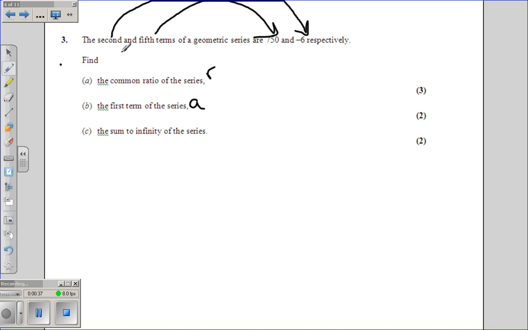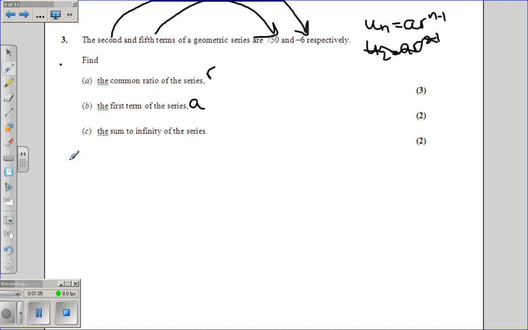It's telling us about terms here. It's not mentioning anything to do with sums. So we want to be using the term rule, which is U_n equals A R^(n-1). That is given in the formula book, and that just says to find the second term, say, you do A times R to the 2 minus 1. To find the fifth term, etc., etc. So that's easy. So the second term is 750.